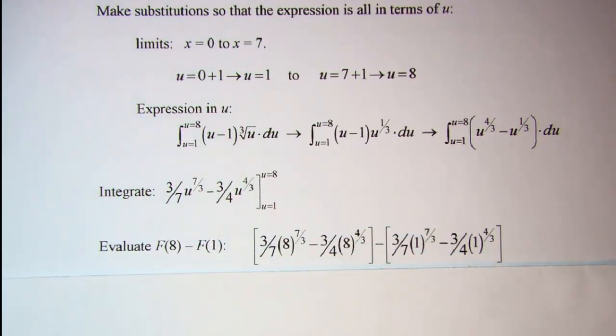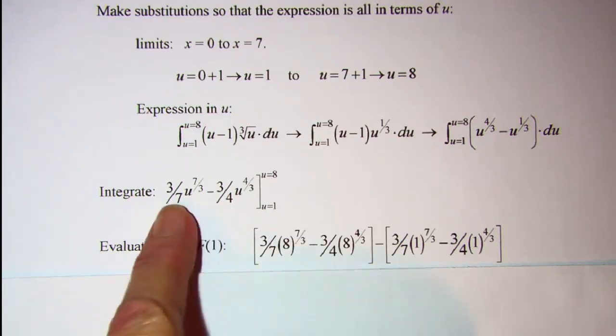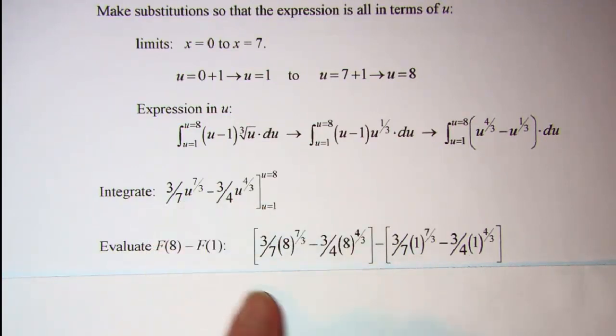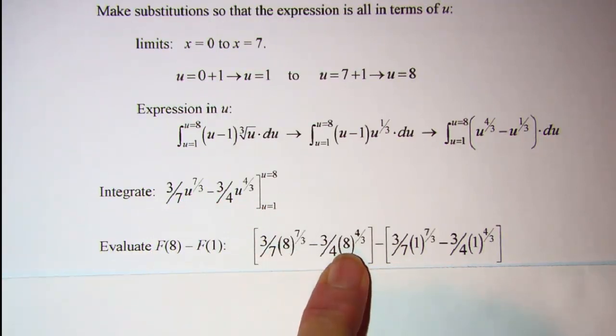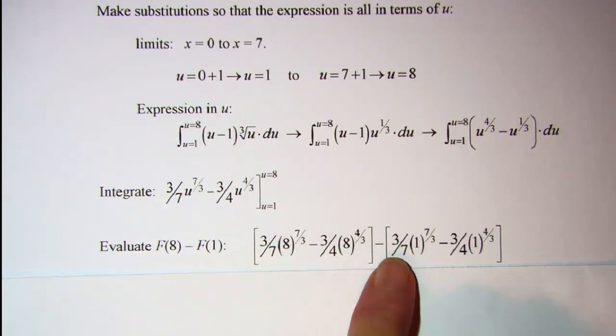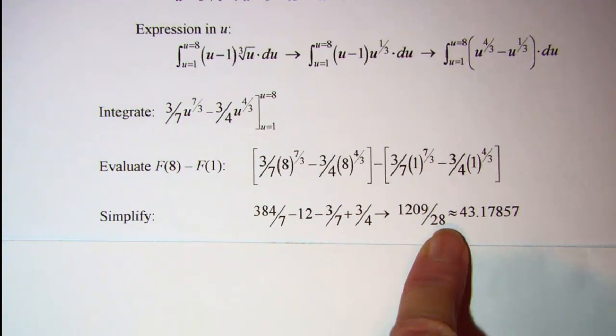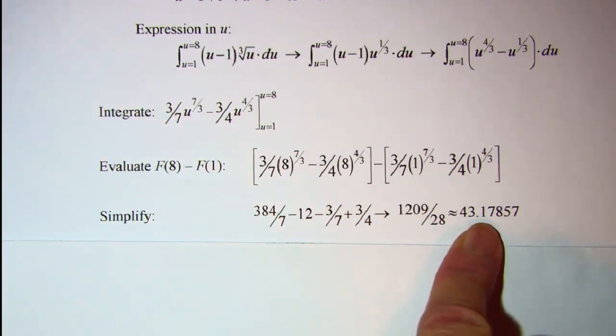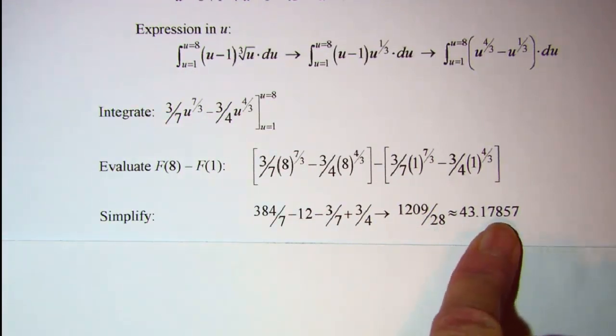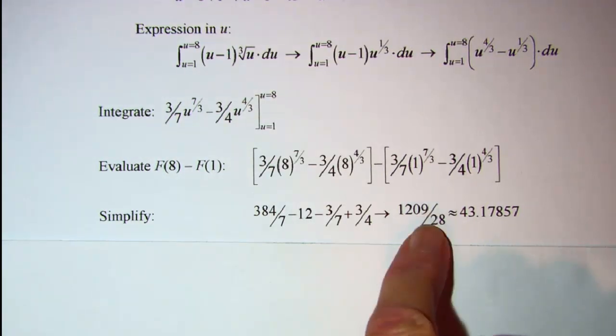Our fundamental theorem of calculus says that we want to evaluate f of 8 and subtract from that f of 1. So if we sub in 8 into this expression, that's what we have right here, and then subtract from that what we get when we sub in 1. And we end up with 43.17857 as an approximation. This is the exact answer.